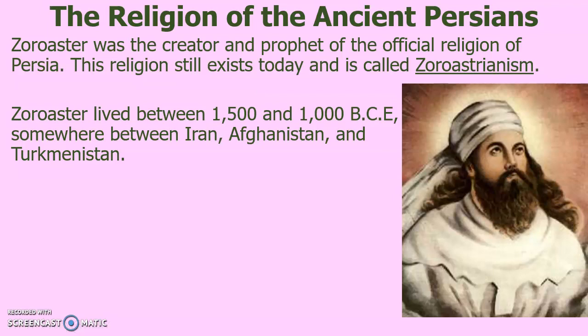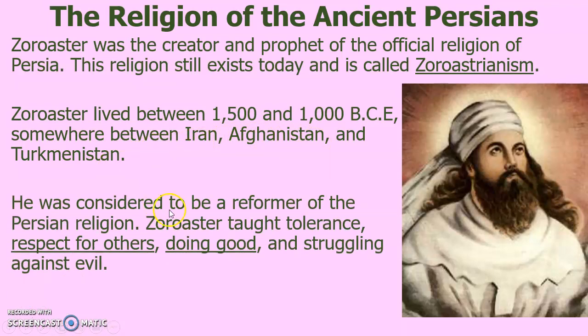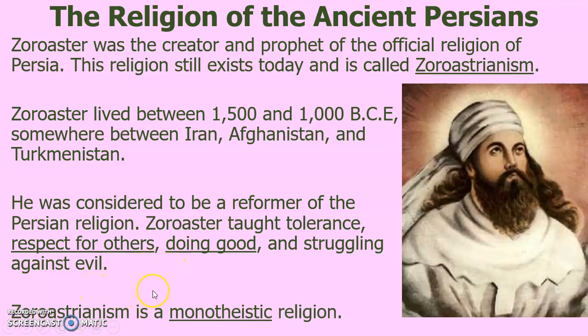Zoroaster lived between 1500 and 1000 BCE, somewhere between Iran, Afghanistan, and Turkmenistan, modern day. He was considered to be a reformer of the Persian religion. Zoroaster taught tolerance, respect for others, doing good, and struggling against evil. Zoroastrianism is a monotheistic religion. Go back to your vocabulary. Remember, monotheism is belief in one God.